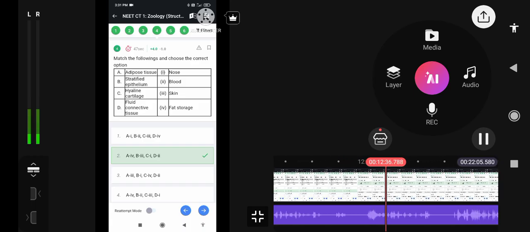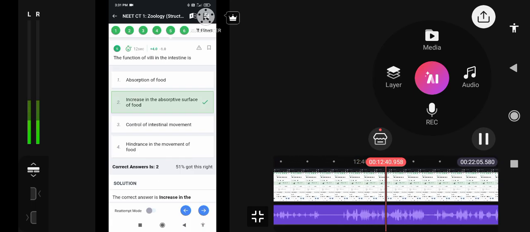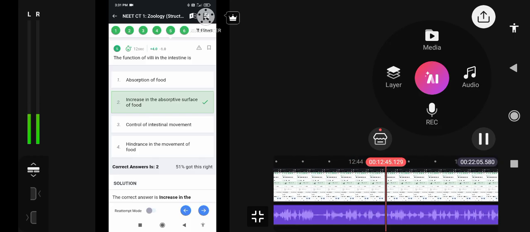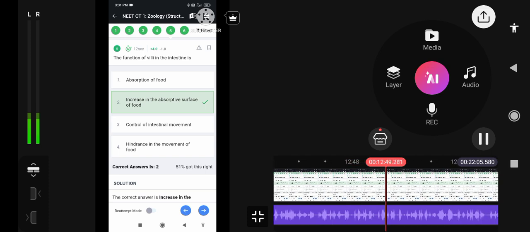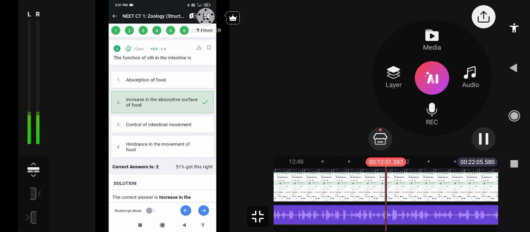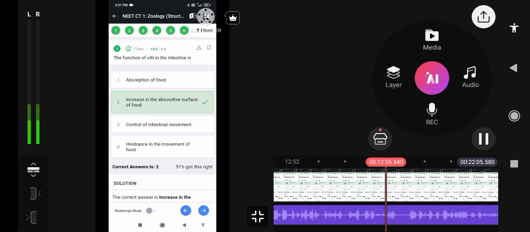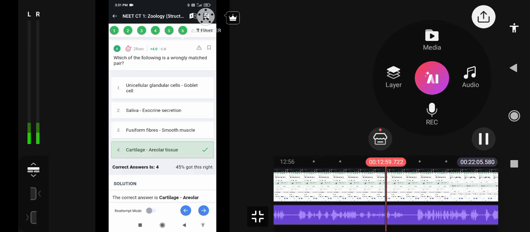Now I am moving to the next question, number five. The function of villi in the intestine: villi, microvilli, these are related to increasing surface area. If the option says absorption of food, it is also correct, but the more correct one is the option related to increasing surface area, so mark that option. Otherwise, you can go with absorption of food only.